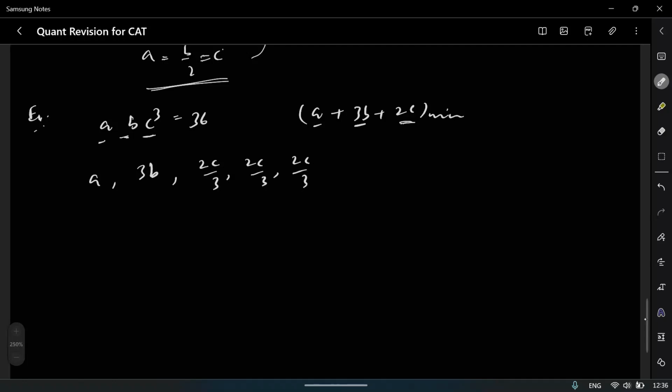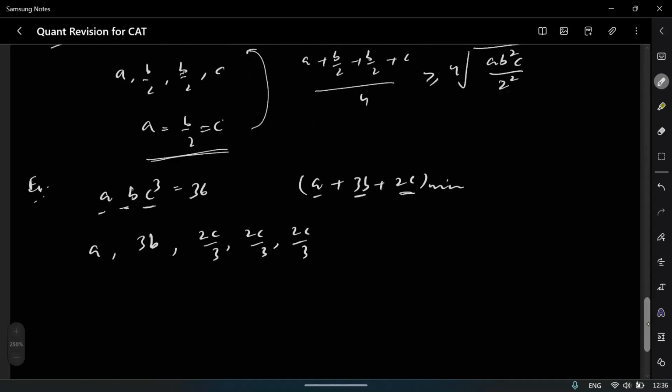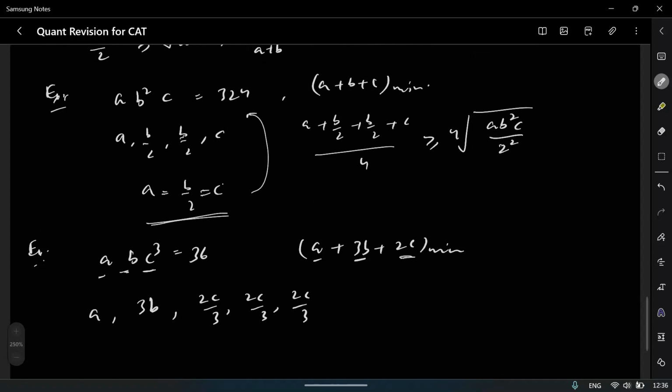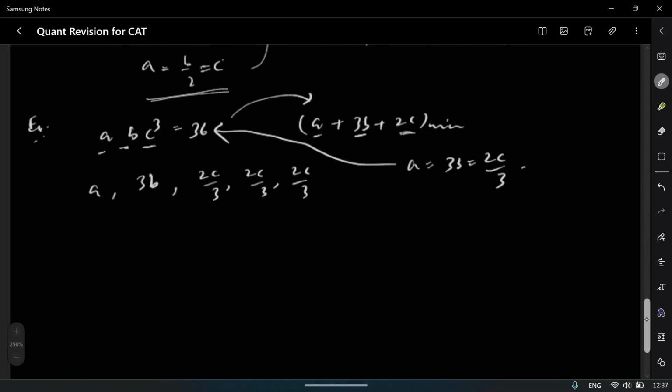Similar to the previous question, you can do AM greater than or equal to GM, but we can simply equate all these three. So A equals 3B equals 2C by 3. We can equate these, substitute them here, and solve for this one. Okay, so you can do this also.